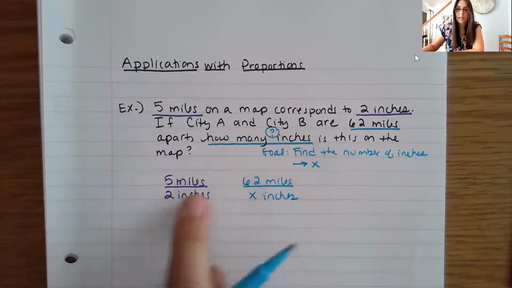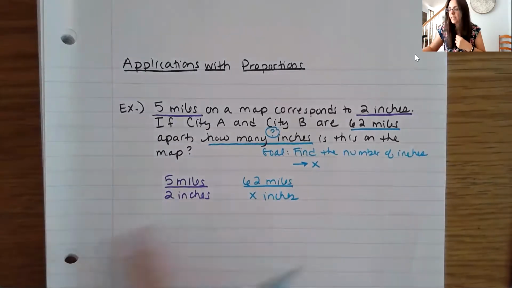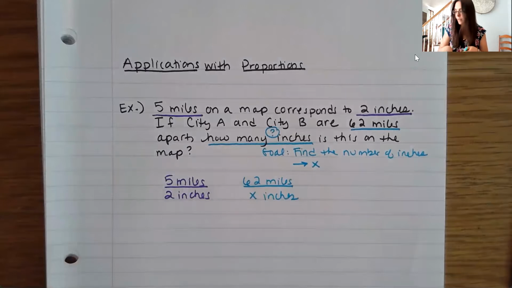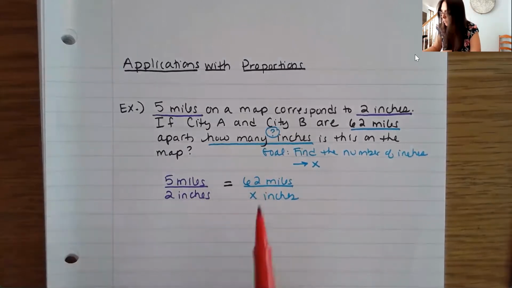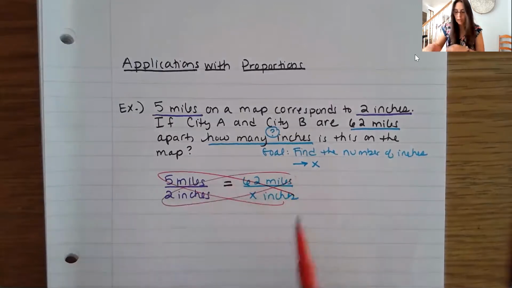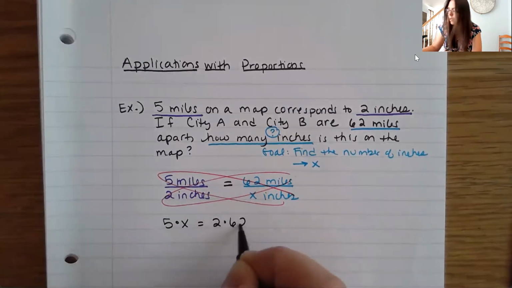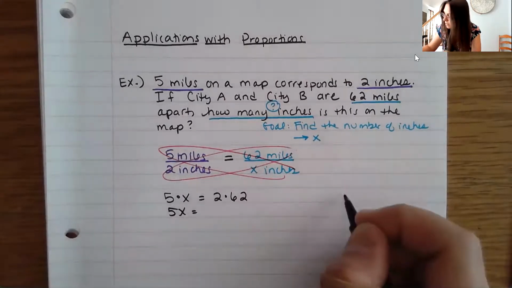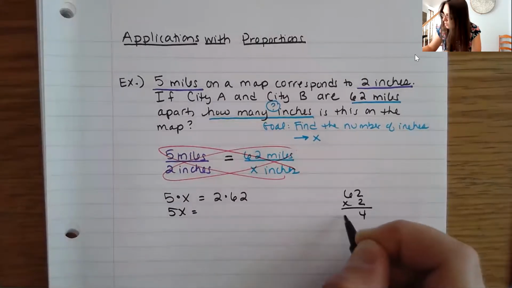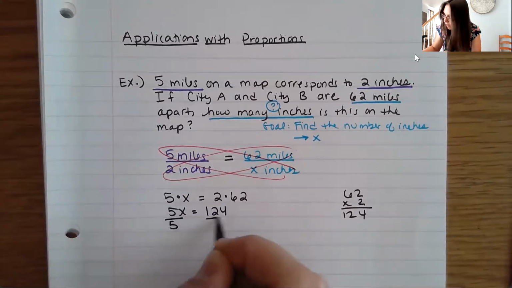Notice that I have miles to miles, inches to inches, and that each of my ratios represents one thing, right? That 5 to 2 represents the first piece of information, and then the 62 to X represents the second piece of information. So now I can go in and I can solve this. I'm going to use my cross multiplication here. I think it's just a little bit easier. So I have 5 times X, and then 2 times 62. I'm not going to worry about my units as I do my multiplication. So I have 5x, and then 62 times 2 is going to be 124. And then I can divide both sides by 5.